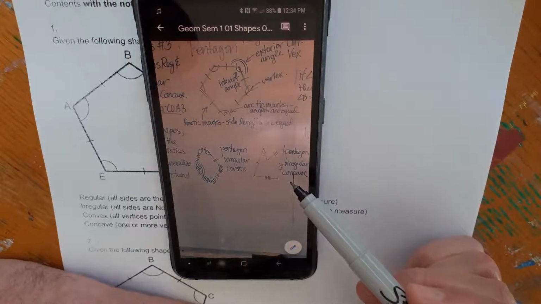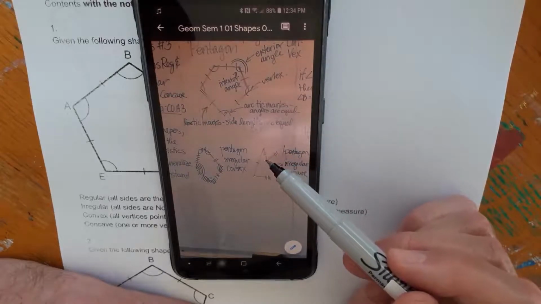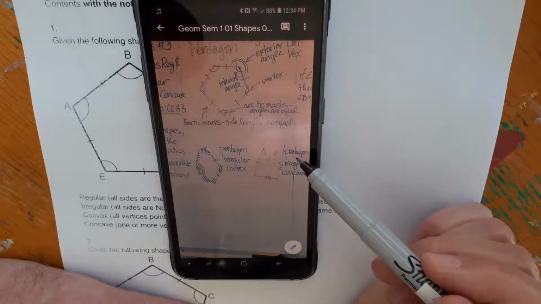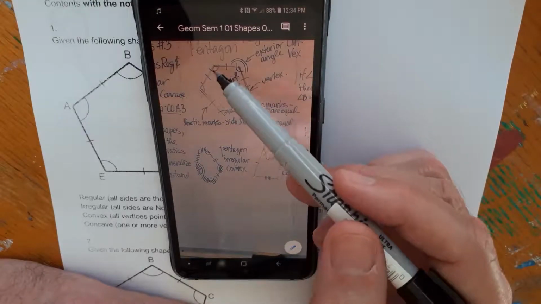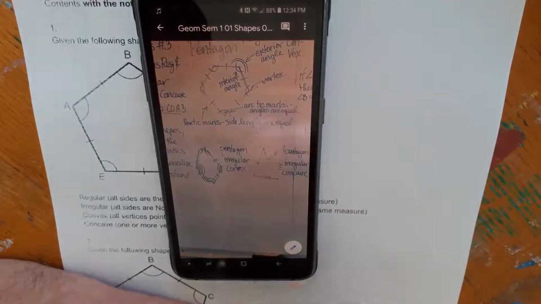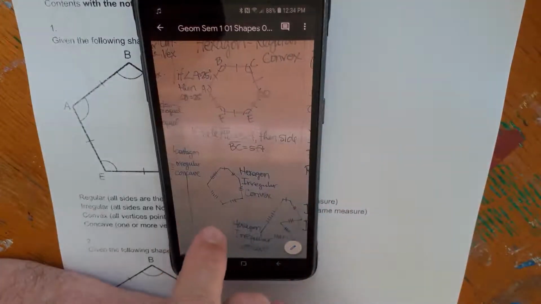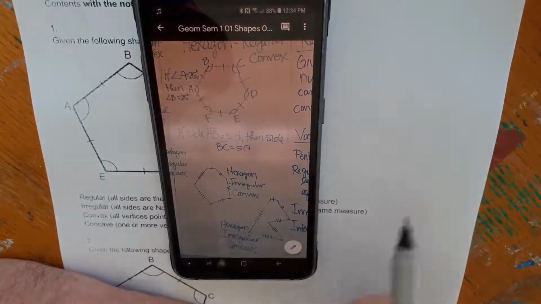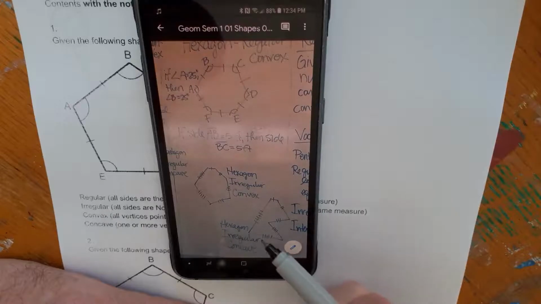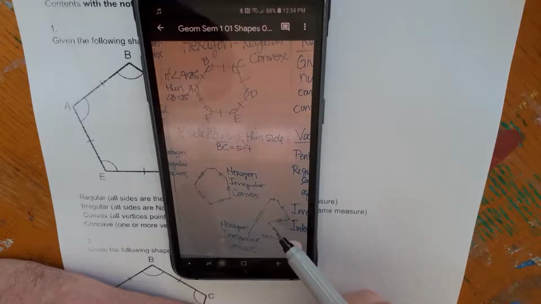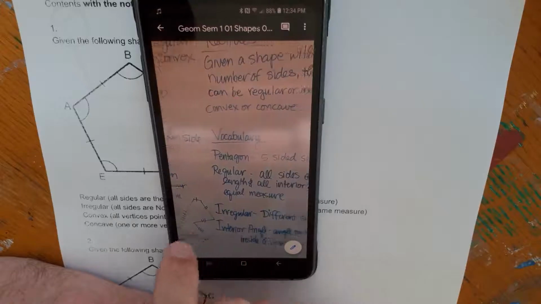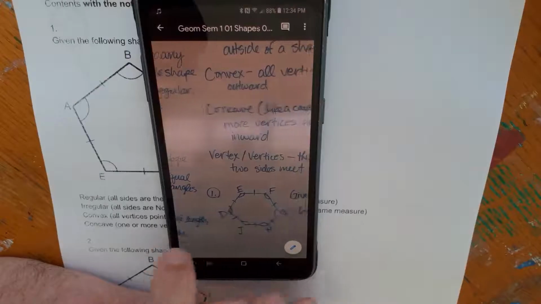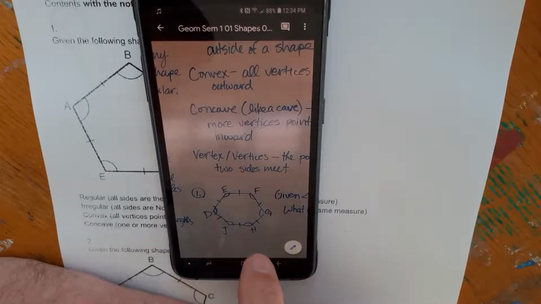Look at this one, concave. It's like you're walking into a cave here, right? So concave, you're walking into a cave. This is still a 5-sided shape, still called a pentagon. But this one up here with equal length sides and equal measure interior angles is called a regular pentagon. A little bit complicated. Here's a hexagon with 6 sides, same drill. Here's a concave one. Notice that it's got one of its points pointing in toward the shape, and it's like you're walking into a cave, hence the word concave. Vocabulary: pentagon, regular, irregular, interior angle, convex, concave, vertex, vertices, all right?